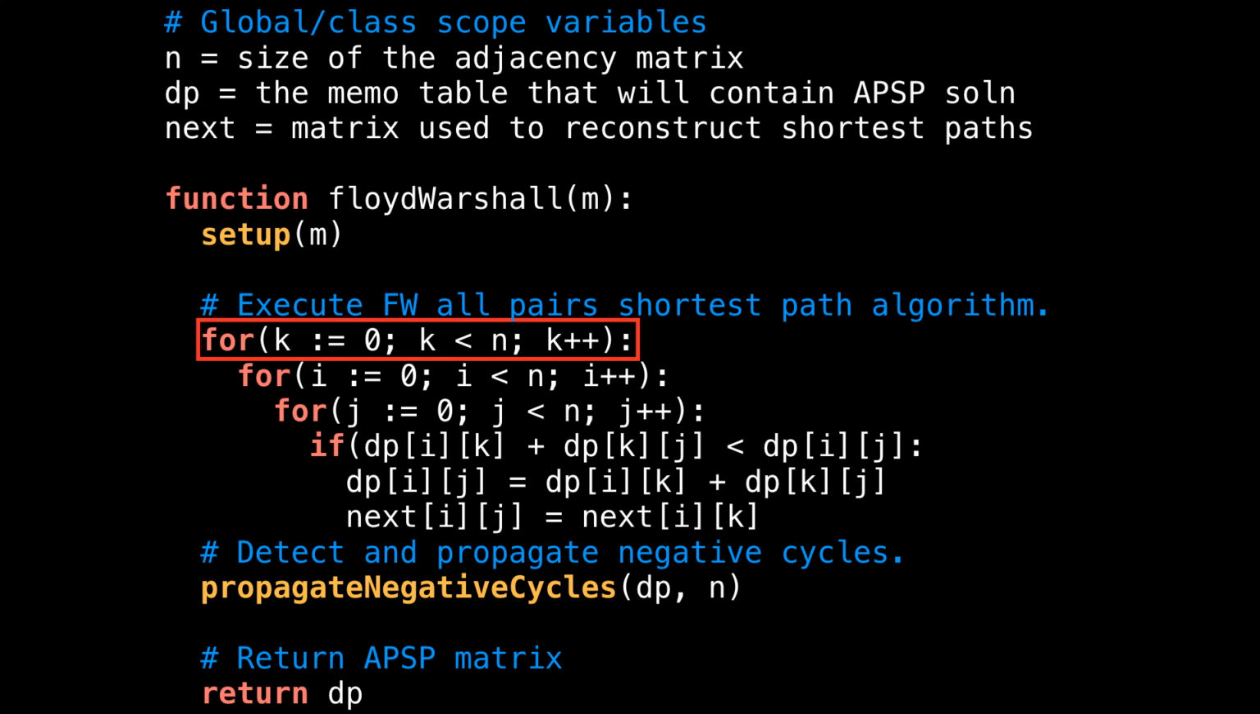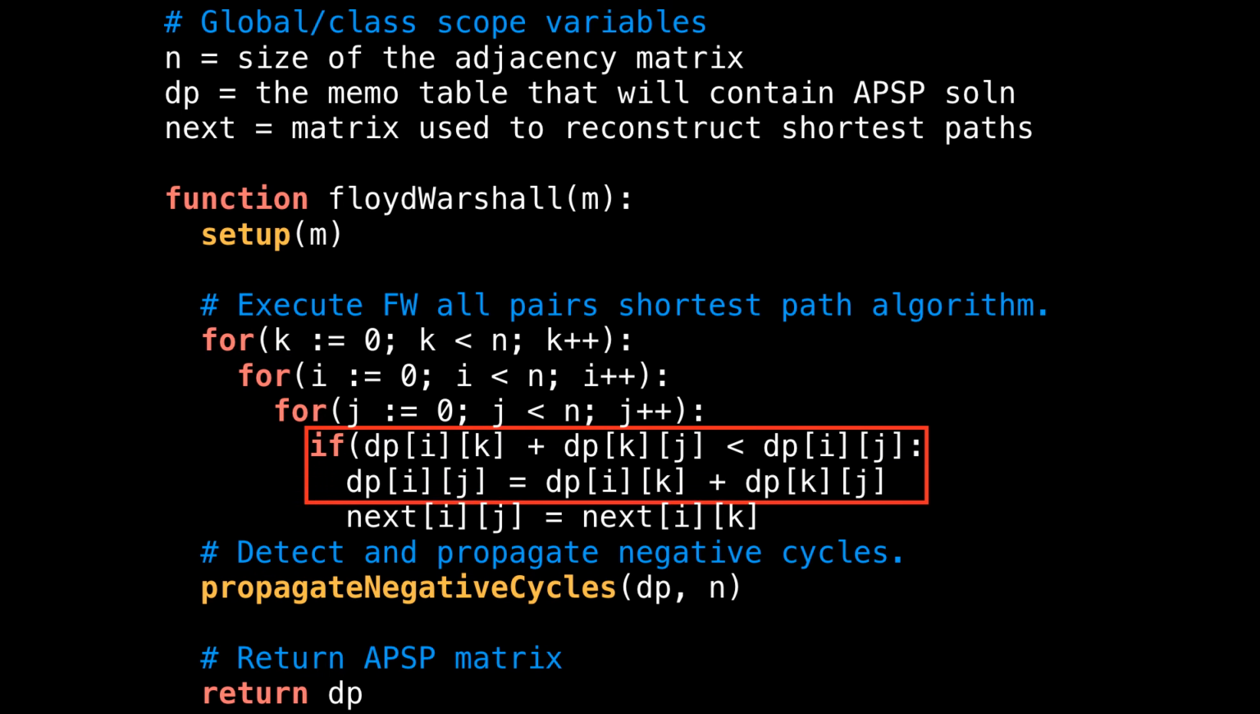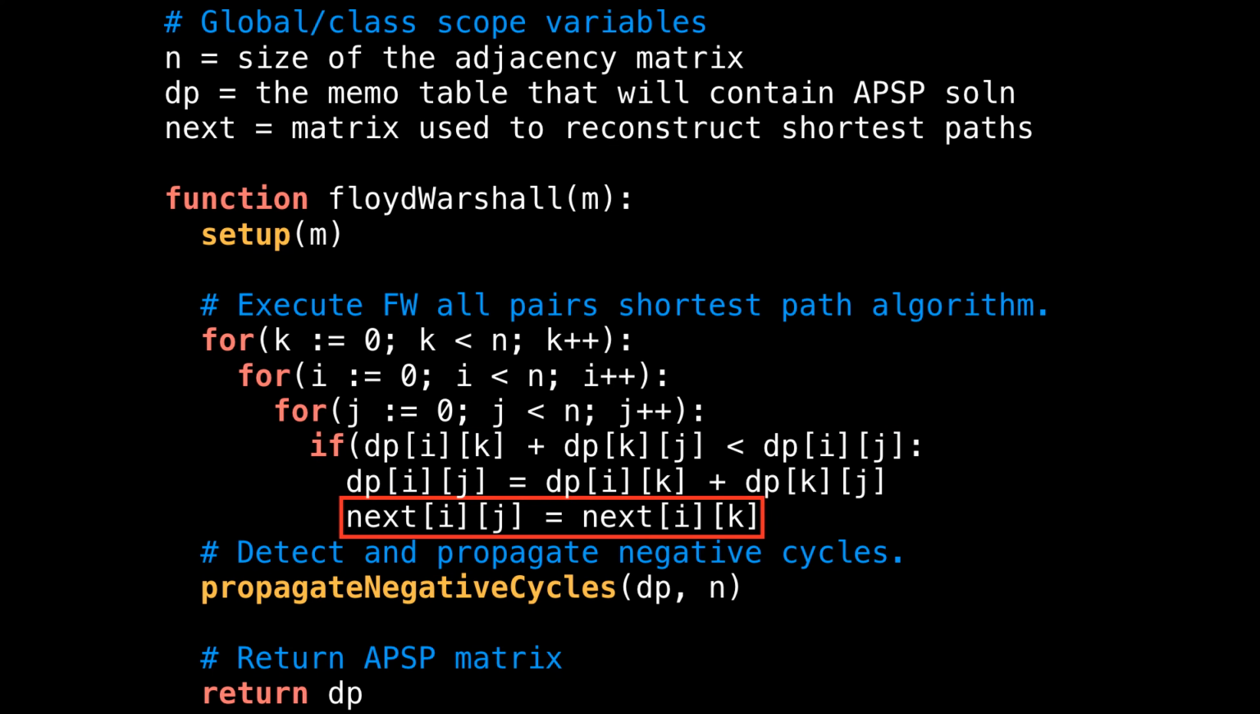It's important that k is on the exterior loop since we want to gradually build up the best solutions for k equals 0, then k equals 1, then k equals 2, and so on. Followed by this, loop over all pairs of nodes i and j. Inside the main body actually tests for our condition to improve the shortest path from i to j going through k and update the value at dp ij if there's a better route through k. Also inside here, update the next array at ij to point to the next index at next ik.